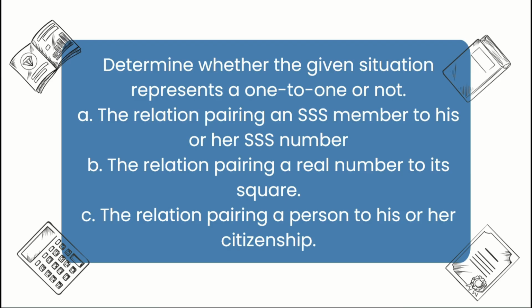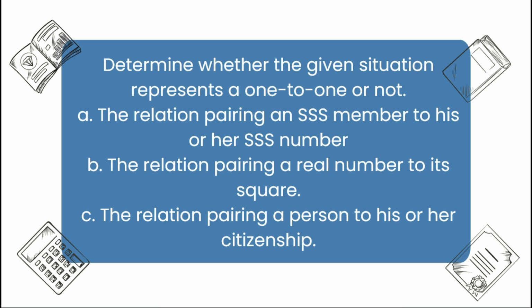Second, the relation pairing a real number to its square. So, ito yung, for example, 1. Anong square niya? That is 1. And say 2, what is the square of 2? That is 4. So yung relationship na yun. So each real number, any real number na piliin mo, you can get a unique perfect square. When you multiply a number by itself, meron siyang value, may unique perfect square. Therefore, this relation is a function.